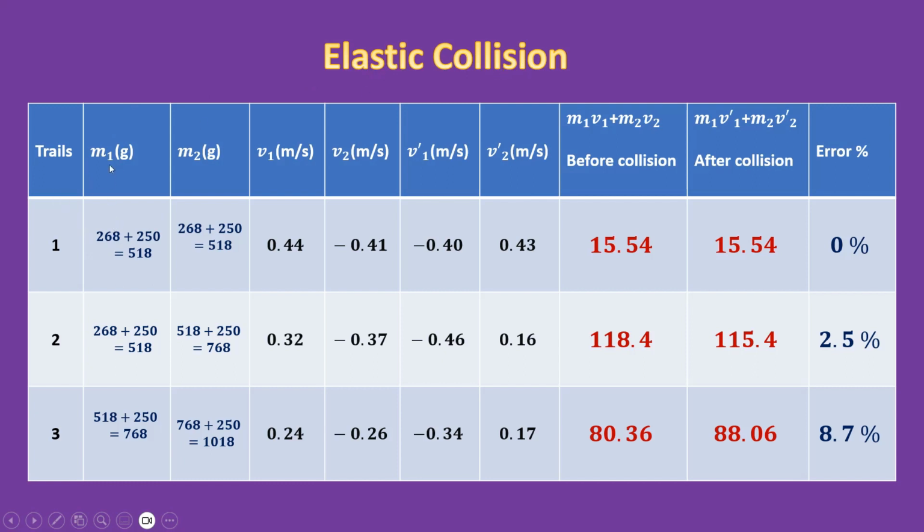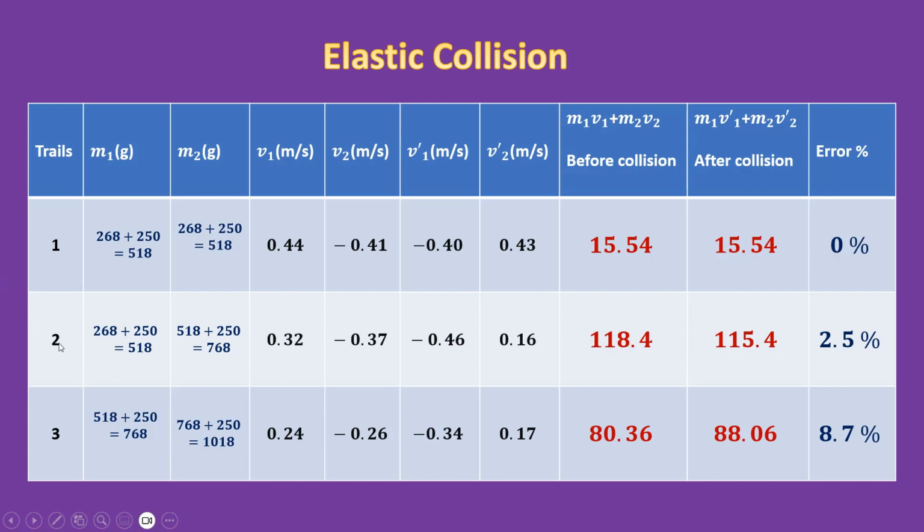The mass of the first car was 268 plus 250, which equals 518. The mass of the second car was 518 too. The velocities are listed here. Then we get the total momentum before collision, which equals 15.54, and after collision, which equals 15.54. Then the error was 0%.